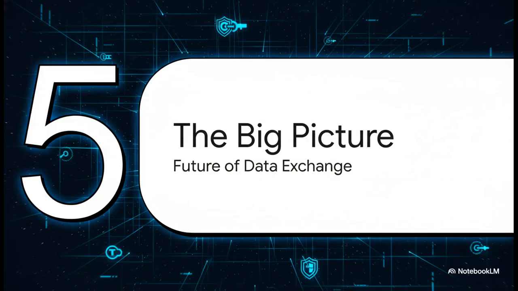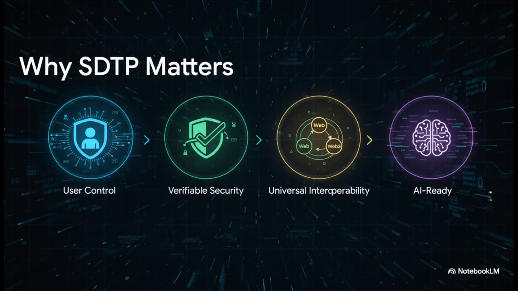All right, let's zoom out for our last section here. Section 5, the big picture. Let's talk about what this all really means for the future of how we exchange data. So, why does all this matter? Let's just quickly recap. First, user control. You own it, you control its journey. Simple as that. Second, verifiable security. Those crypto signatures are your guarantee. Third, universal interoperability. It connects the whole internet, past, present, and future. And finally, it's AI ready, building that trust we need for the next generation of technology.